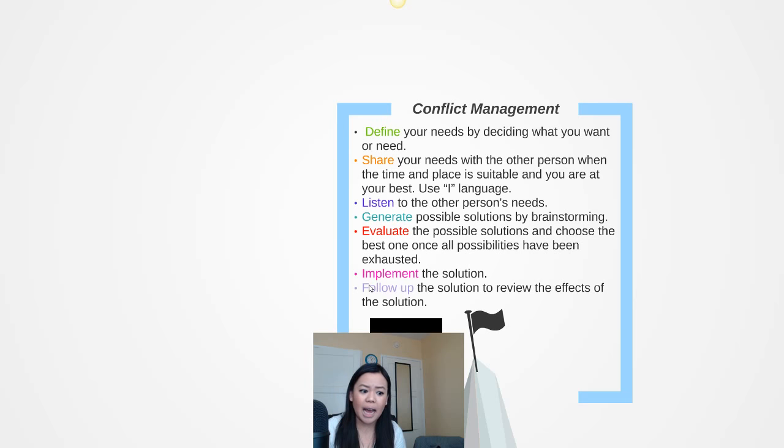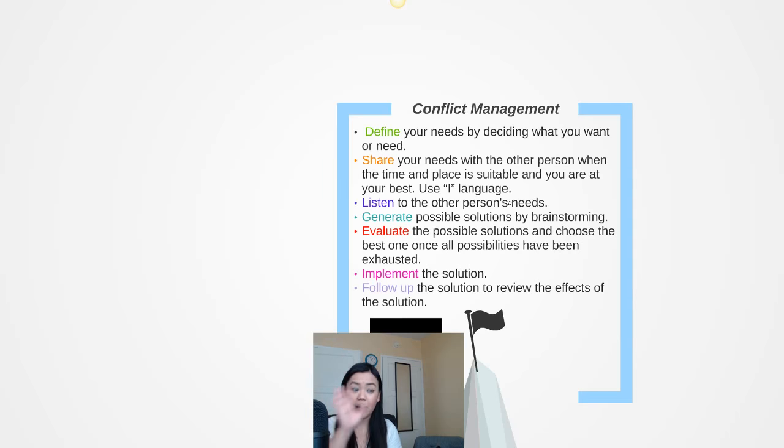But if you feel like, I'm always fighting with this person about the same exact thing all the time, just in different ways, it's usually because you never took the time to define your needs, or they didn't. And most likely, both of you did not share your needs with the other person openly, directly, using I language, and you did not base your solutions off each other's needs.